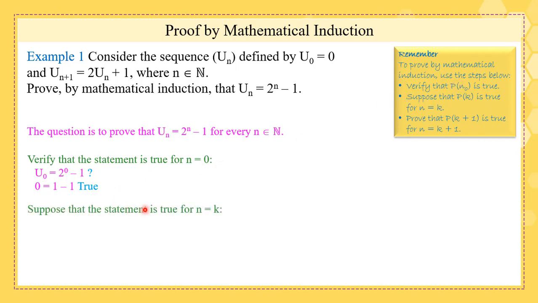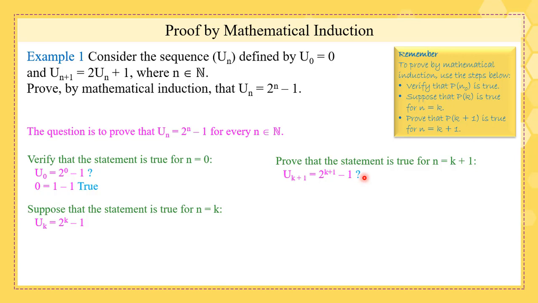We suppose that the statement is true for n equals k. Which statement? This statement, the main question. So we can say that uk is 2 to the power k minus 1. We replace each n by k, and this is a supposition. Supposition means by now it's given. And we prove that the statement is true for n equals k plus 1. In other words, we need to prove that u of k plus 1 is 2 to the power k plus 1 minus 1. This is the question.